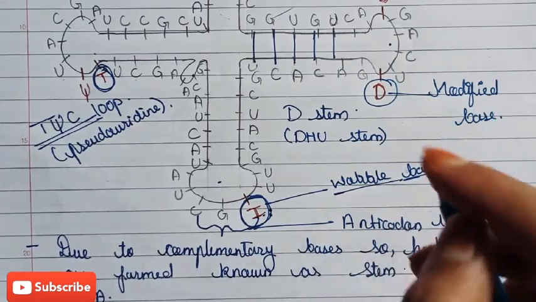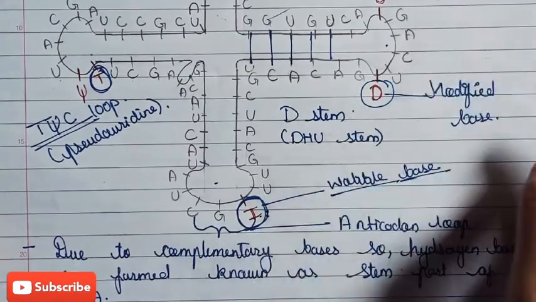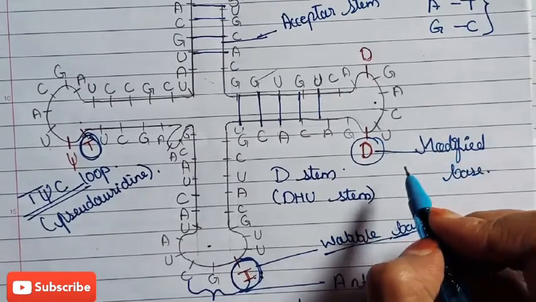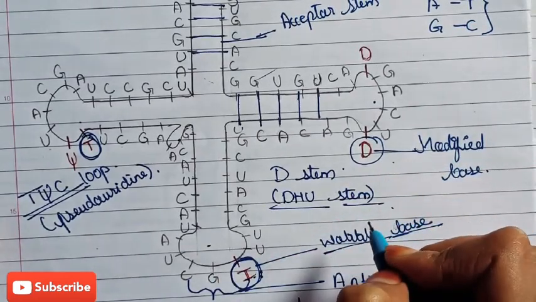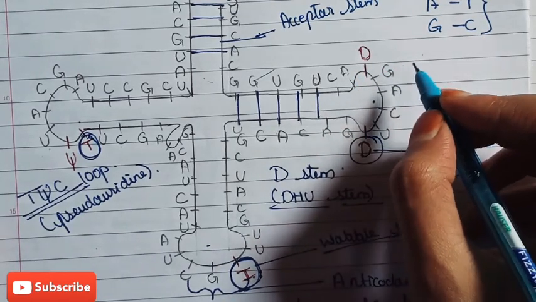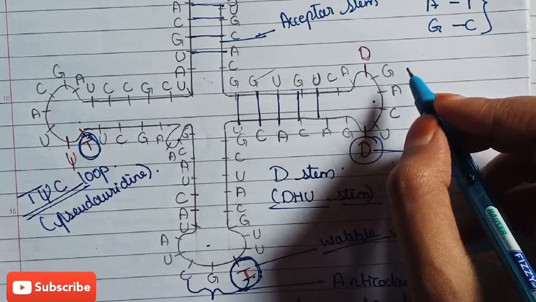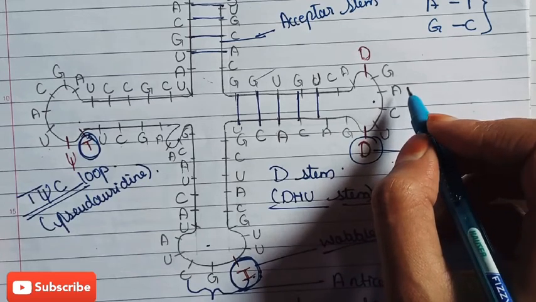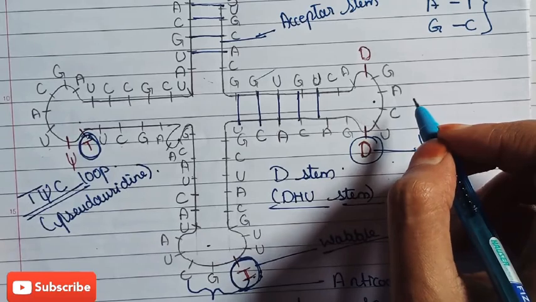Now one most important thing we haven't seen in this D loop or DHU stem. Why do we call it a DHU stem? Because this portion of the DHU stem is where aminoacyl tRNA synthetase acts. The enzyme aminoacyl tRNA synthetase is present to recognize the D stem for binding.